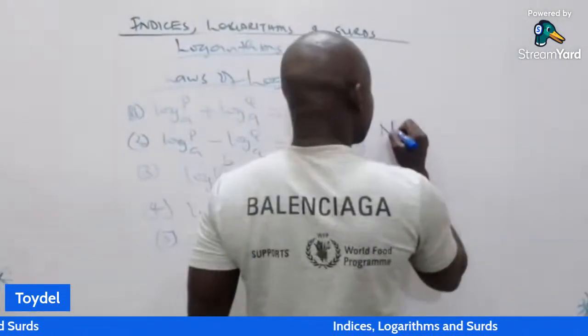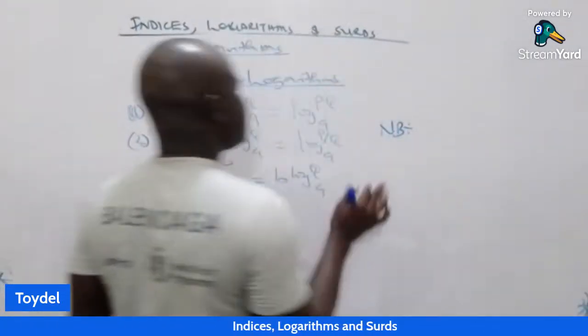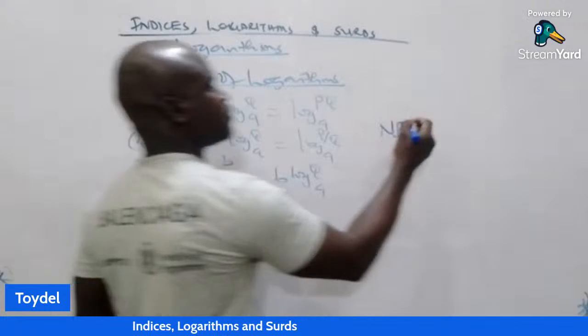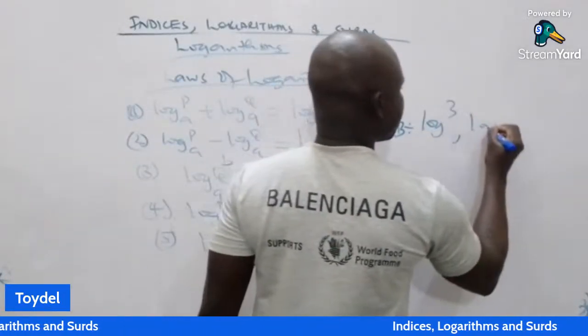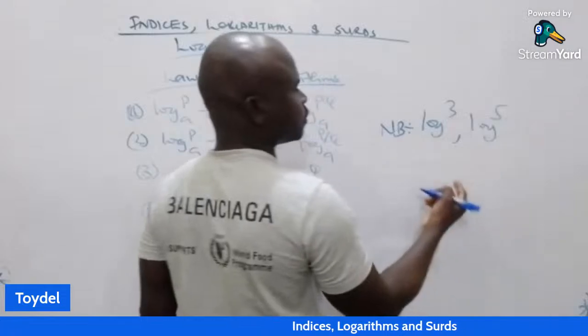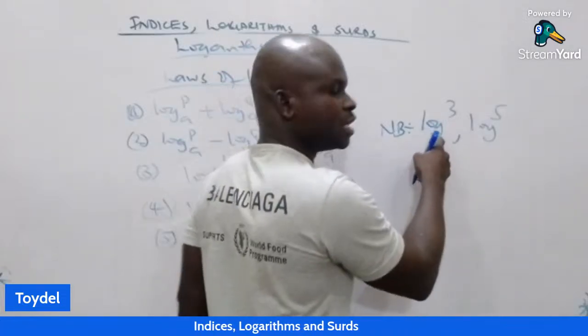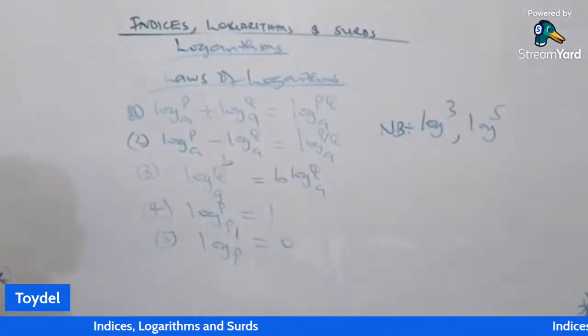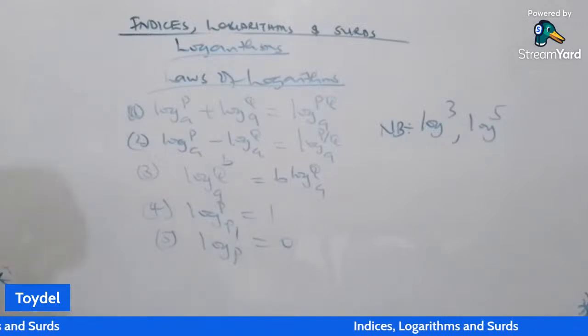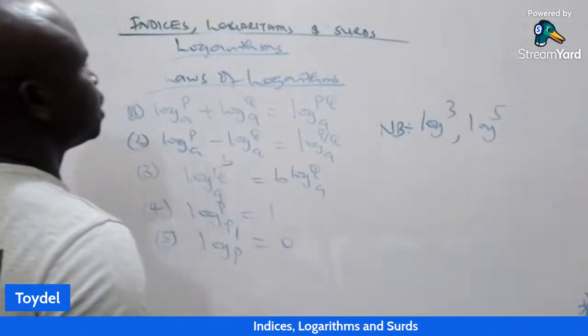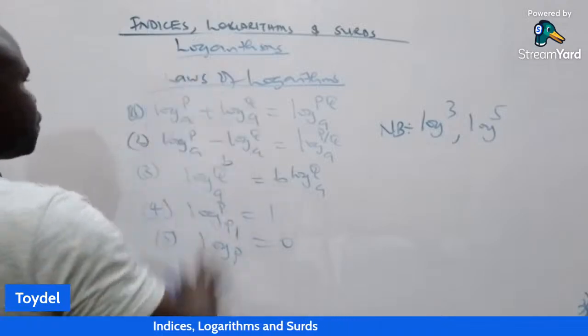Now we should note that if you are not given the base, say you are just given log 3 or log 5 or log whatever, you assume the base to be equal to 10. That has been the standard. In a logarithm, if you are not given the base, assume the base to be 10. Okay, so these are laws of logarithm.